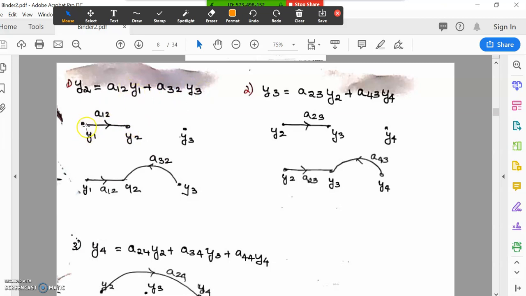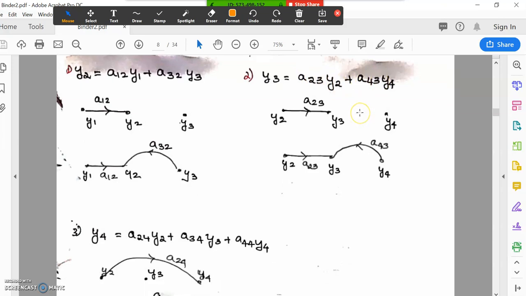From y1, there is a signal coming towards y2. That is, at y2 there are 2 values, y1 and y3, so you have to expect 2 signals coming towards y2. One is coming from 1 to 2, and the magnitude of gain will be a12. And there's a second signal coming from y3 to y2, getting multiplied by a32.